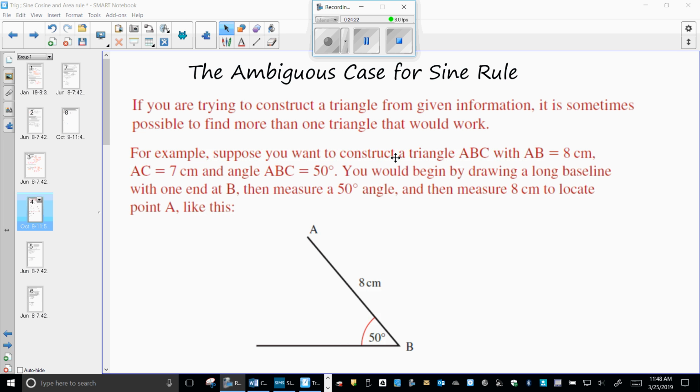So the sine rule in some situations has 2 different answers or 2 options for your question. And the situation would be if you knew one of the lengths, if you knew one of the angles, and if you knew another length not attached to that angle.